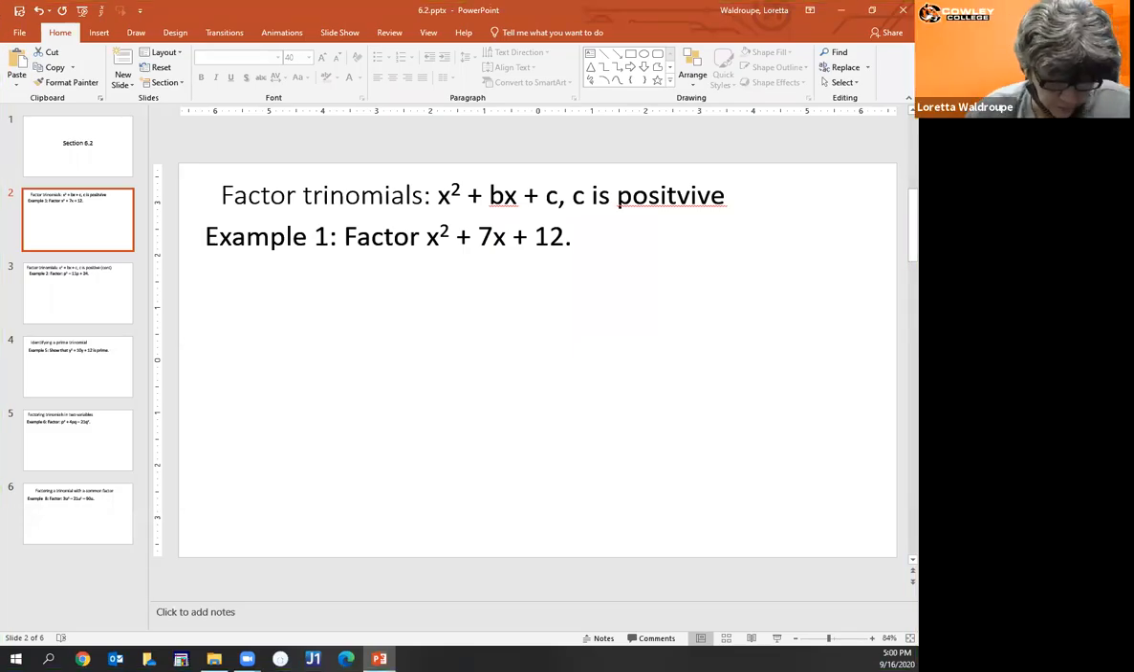This is the second section of chapter 6. So this is your lecture for 6.2.